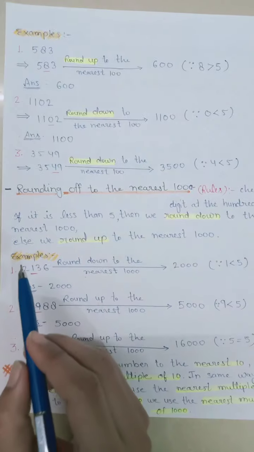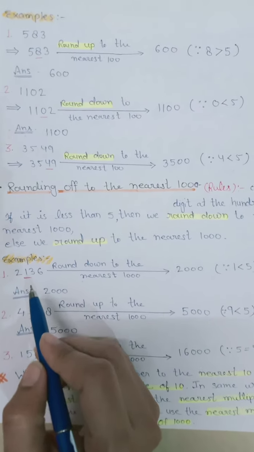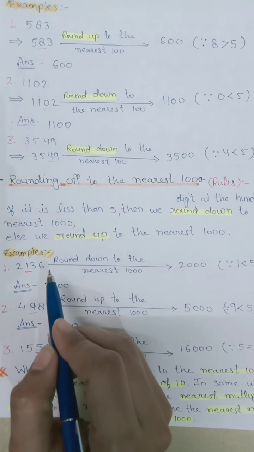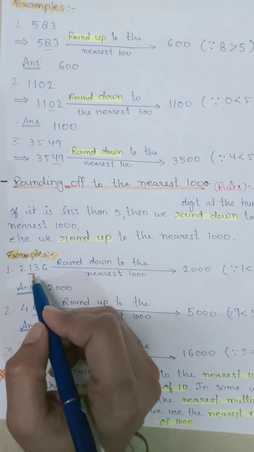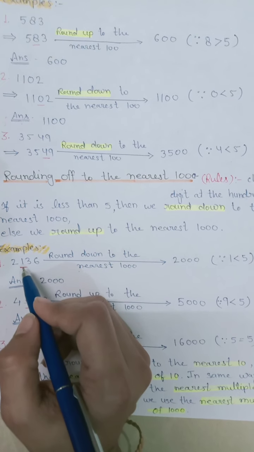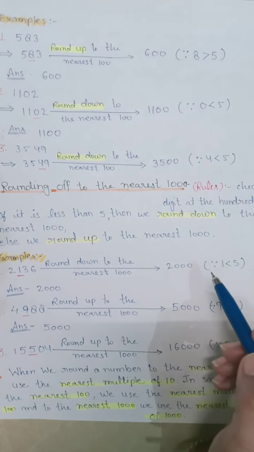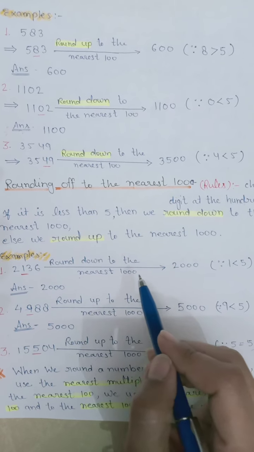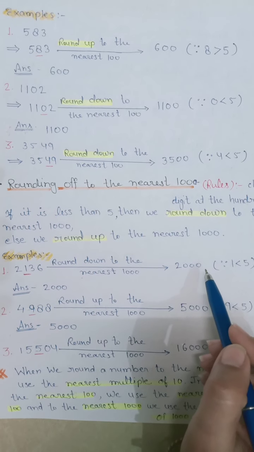Okay. Here are some examples for you. Listen carefully and look here. Example number 1 is 2136. Now look at which number is at the 100 position. At the 100 place, the number is 1. And all of us know that 1 is less than 5. So we have to round down to the nearest 1000. That means the answer will be 2000.